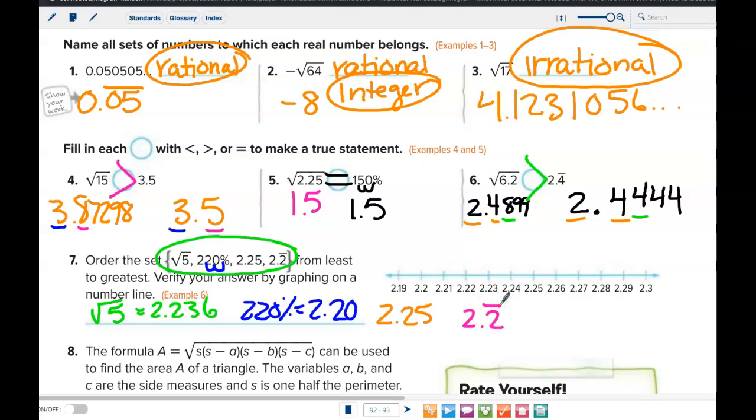And then we have our final one of 2.2 repeating. Okay? We can see that our smallest decimal is this one right here, because the whole numbers are all the same, and my tenths places are all the same, but in my hundredths place, I have a 3, I have a 0, I have a 5, and then this one would actually be a 2 as well. So 220% falls right here.